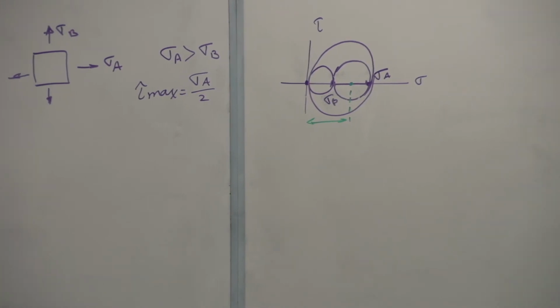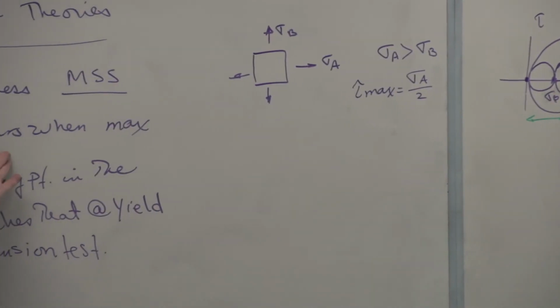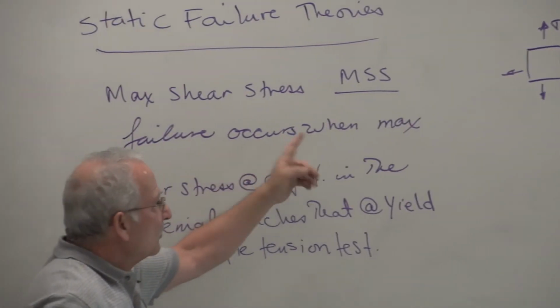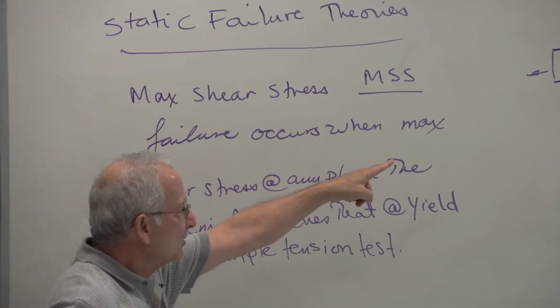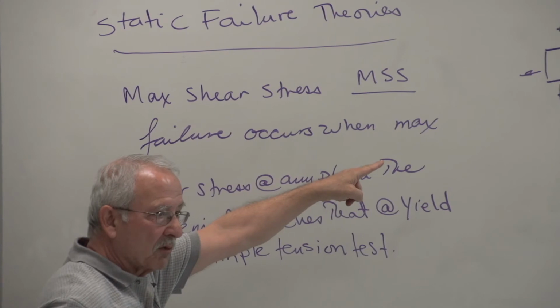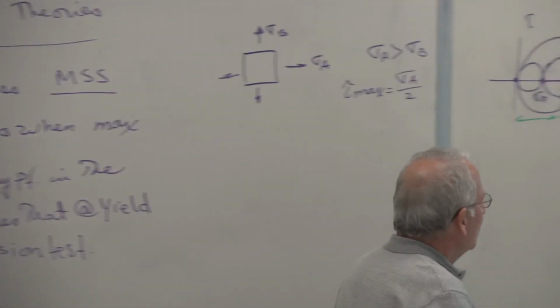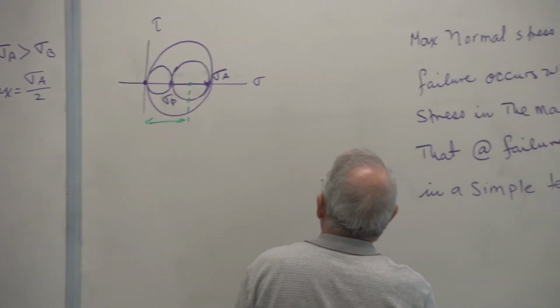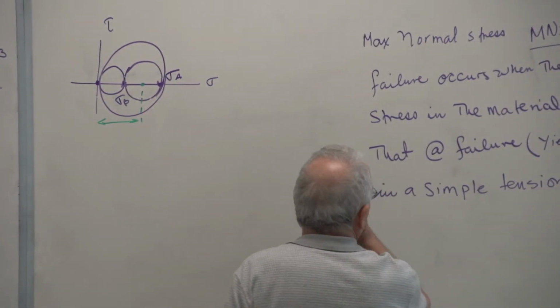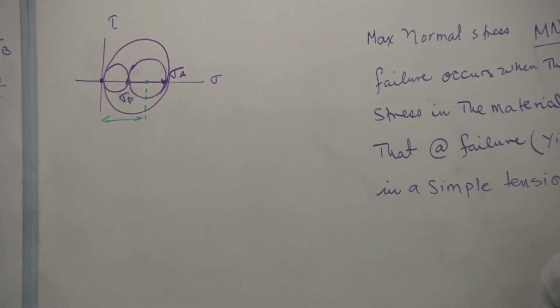Now, what does the theory say? Failure will occur when that equals the maximum shear stress at yield in a tension test. What is the maximum shear stress at yield in a tension test? I'll put it over here.